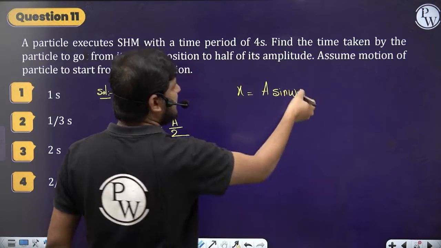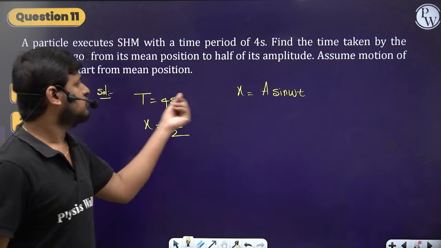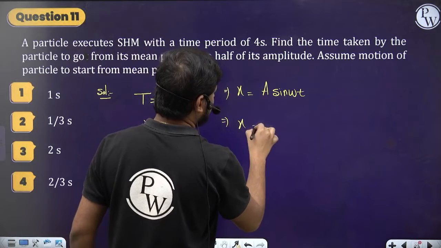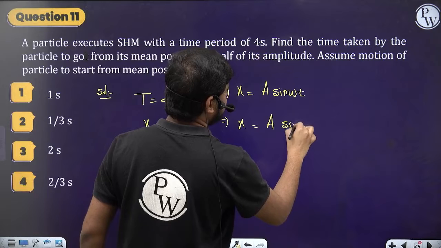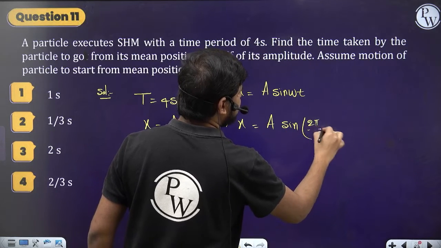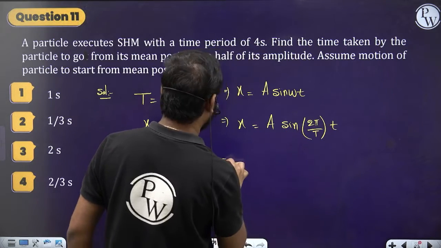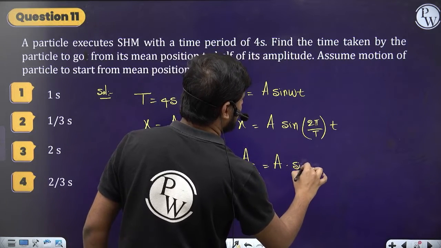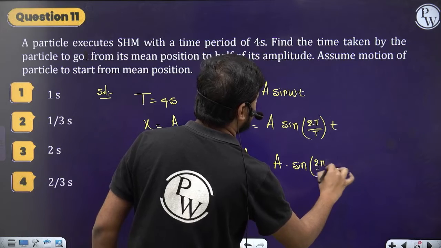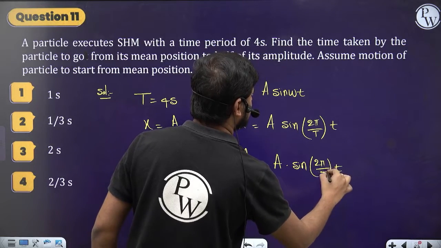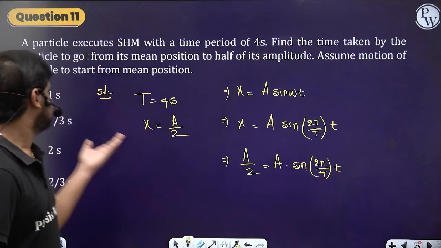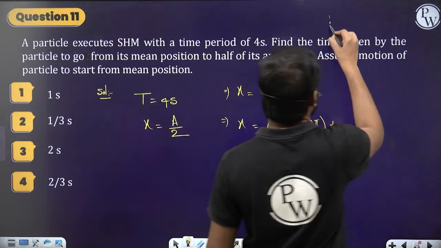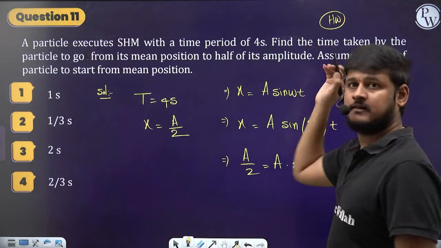So we have to find the time taken. X you know, and the time period is known, so in place of omega you can write 2 pi by T. X also you know, which is A by 2. So simply substitute and get the T value. Here it will be A by 2 is equal to A into sine of 2 pi by T into t. That's it. Now you can go for the value. Understood? So take this as homework, the remaining part.